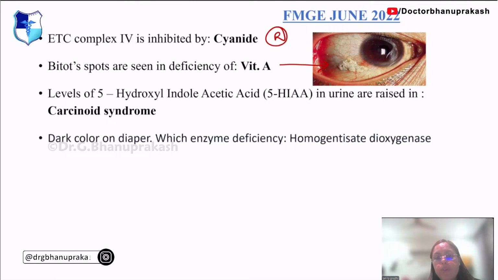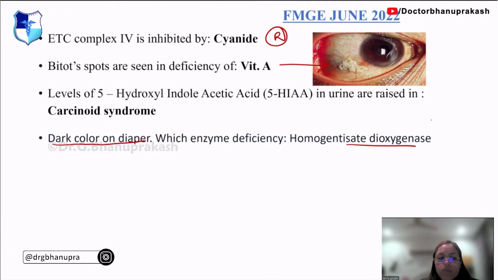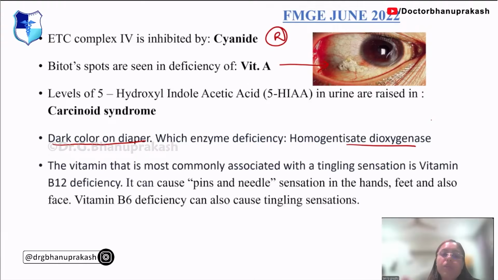Dark color on diaper, which enzyme deficiency? Dark color on diaper and many other non-specific things were written in the question. A clinical case was given. In short, the main point was dark color on diaper. So which enzyme is deficient? It is alkaptonuria, homogentisate dioxygenase. The vitamin that is most commonly associated with tingling sensation is vitamin B12.